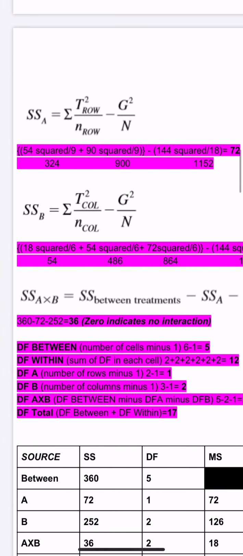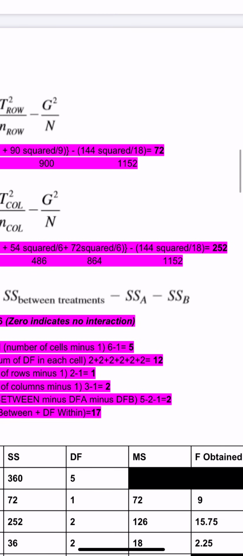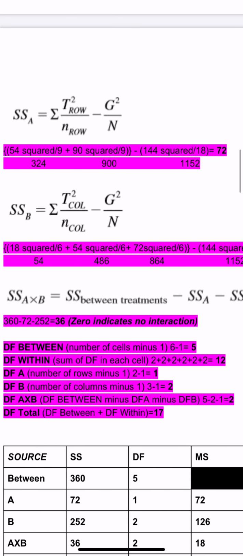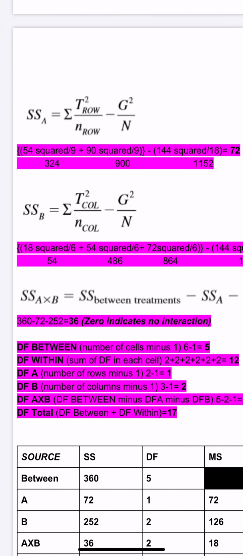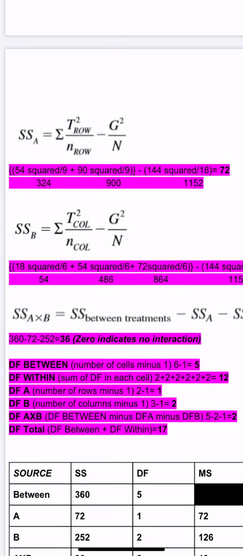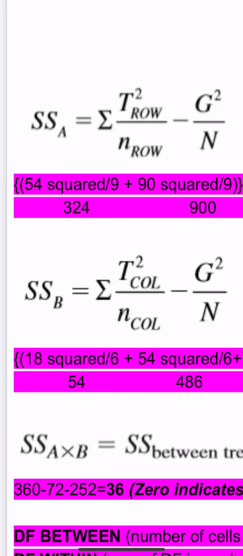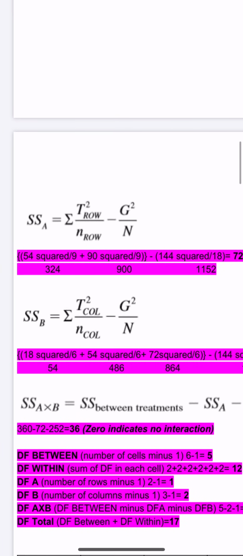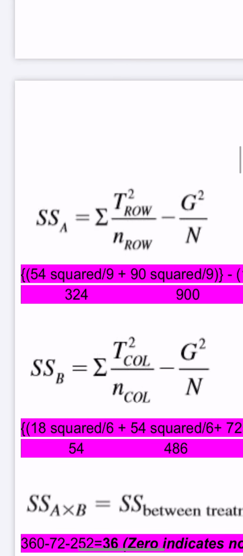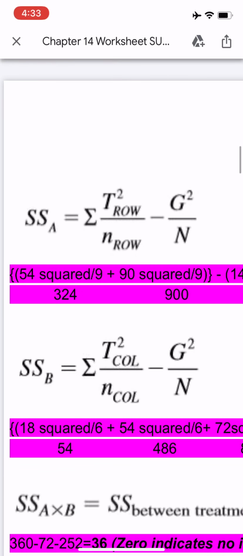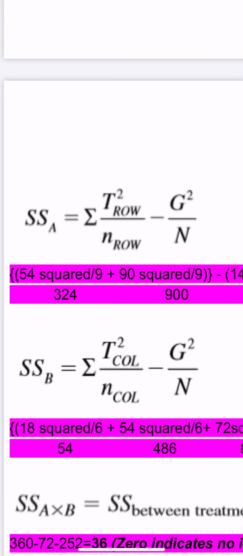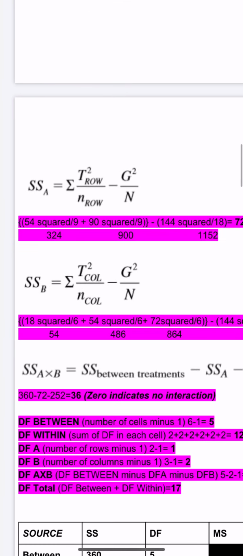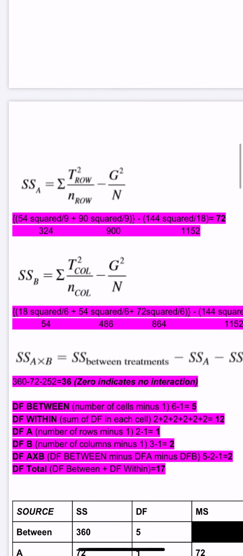And then to get SS interaction, that's simply SS between treatments minus SSA minus SSB. 360 minus 72 minus 252 equals 36. If you got a 0 here, it means no interaction. If you got a 0 here on SSB, it means that SSB has absolutely no effect, not even a non-significant effect. It has no effect on the study, and the same goes for SSA if you get a 0 anywhere, which will happen from time to time.